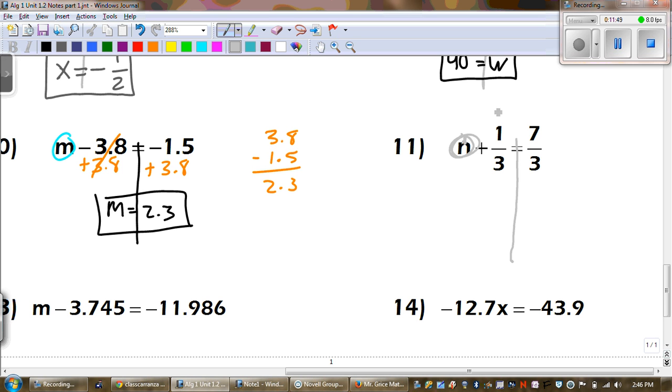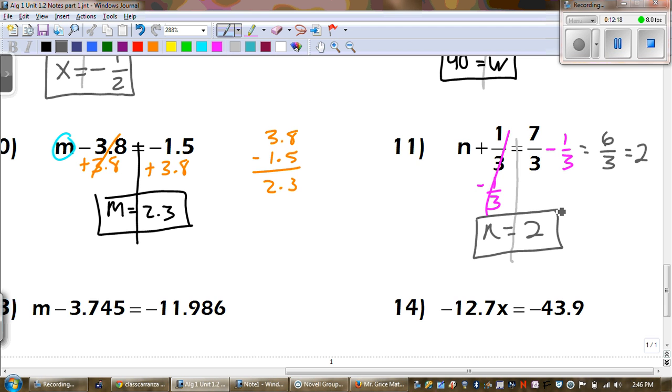There's my variable right there. We need to get it by itself. So we're going to do the inverse operation. So I'm going to subtract 1/3. So over here, I'm going to write it a little bit differently so it looks nicer. I'm going to subtract the 1/3. They're already the same, so we get 6 over 3. And can we reduce 6 over 3? I think we can. And you get a final answer of n equals 2.